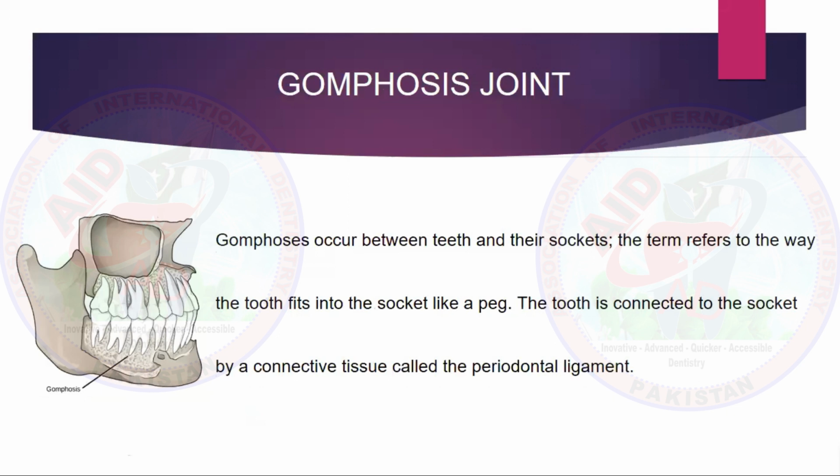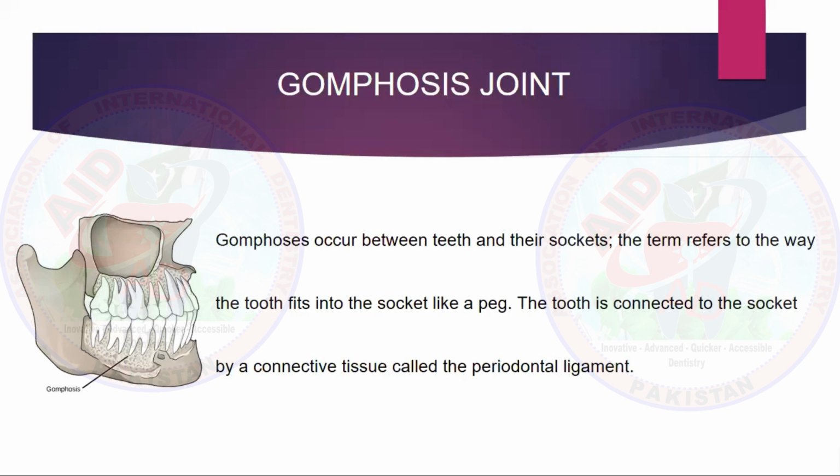Next is the gomphosis. This gomphosis is a wonderful joint between the tooth and the socket, which we dental surgeons are going to face all our life. They fit into the socket like a peg, and are connected to the socket by the connective tissue called, as you well know, the periodontal ligament. And that gomphosis, we know the detail of it. We have the different fibers in gomphosis, that is, oblique, transseptal, vertical, horizontal. These fibers are present in the gomphosis joint of the teeth.